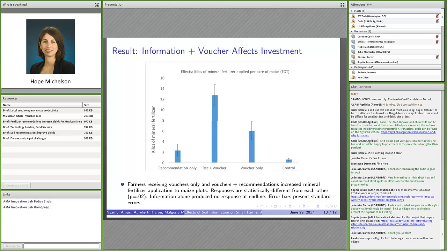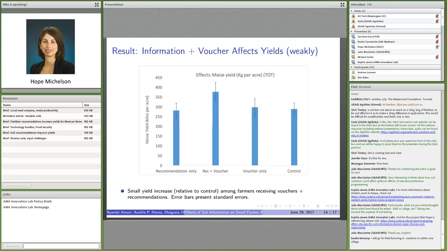And then correspondingly, we see an effect, although it's a small effect, on the maize yields of the group that got the recommendation and the voucher. Our yield measure is pretty noisy, and we're doing some work to see if we can control for some of that variation in a better way. But right now we're only seeing that effect map into that group.